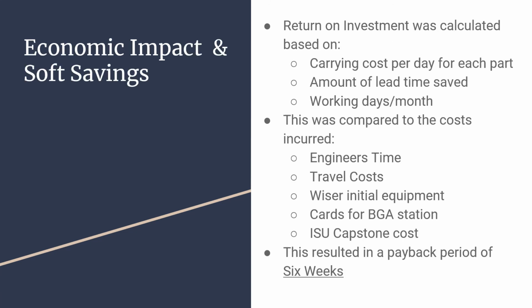The return on investment was calculated based on the carrying cost for the part, the amount of lead time saved, and the working days per month. This was compared to the costs associated with this project: engineers' time, travel costs, the initial Wiser equipment cost, cards for the BGA station, and finally, the payment to Iowa State from the company. The time it would take for these costs to equal each other is 6 weeks.